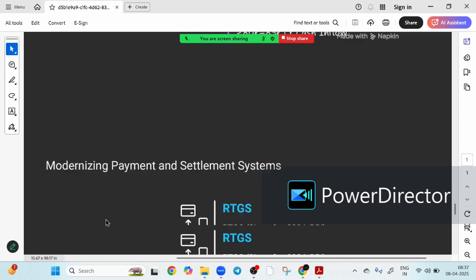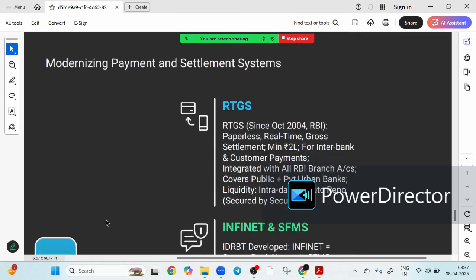Now friends, let's switch our focus to the most important aspect, that is modernizing the payment and settlement system. So friends, the Indian financial system has come a long way from paper cheque and long queues. Welcome to the age of high speed, secure and seamless digital transactions. So we decode the key players and the platforms that are revolutionizing the payment and settlement system of the country.